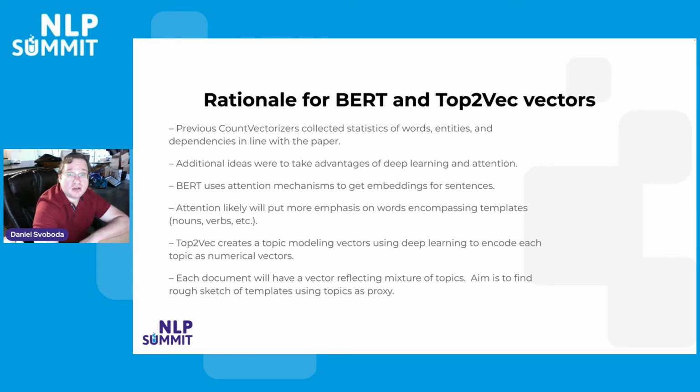So again, the rationale for BERT and Top2Vec vectors is, with BERT using attention mechanisms to get the embeddings from the sentences. As you know, BERT uses attention mechanisms, which focus more on some words and less on other words. So the idea is when RoBERTa was pre-trained, more attention would have been focused on nouns and verbs, and that is one idea to hack. Another is using Top2Vec, which automatically creates different topics. Each topic is encoded with a vector, and documents which get their distribution of topics are encoded as a vector. So that vector represents a mix of the different vectors that represent each topic. So the idea is that these topics will form a rough sketch of the templates that all the other data points will smoothly fill in.